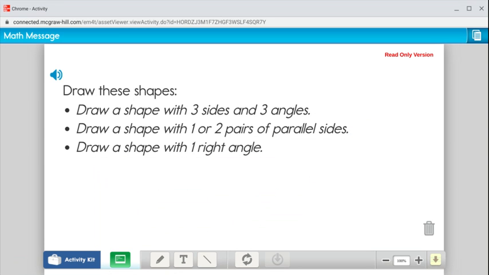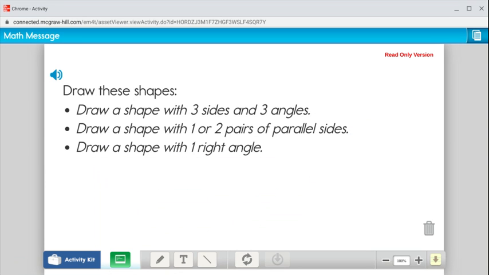Remember, parallel lines are lines that never cross, right? They are never going to touch. They run up and down or left and right or diagonal, and they are usually side by side in some way. But if they went on and on forever and ever, they would never, ever touch. So I want you to draw me a shape that either has 1 set of parallel lines, so maybe a left and a right or a top and a bottom, or if you can even think of one that has 2 pairs, that would be great as well.